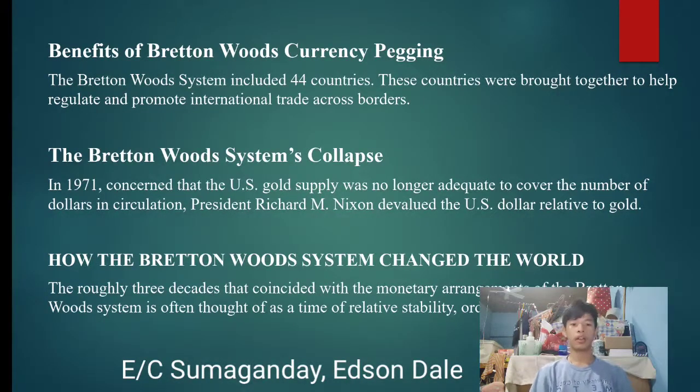So the US dollar is the head of all the currencies in the world, internationally. The president of the United States at that time was President Richard M. Nixon. That's why it is called Nixon shock when the Bretton Woods system was being shut down or collapsing.